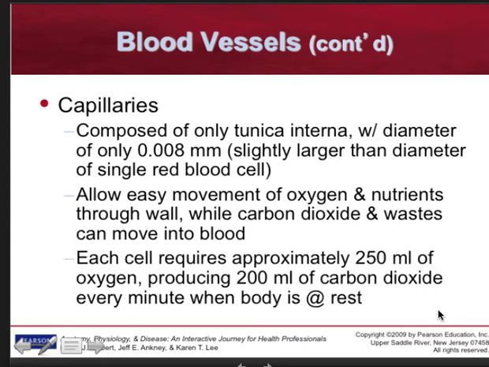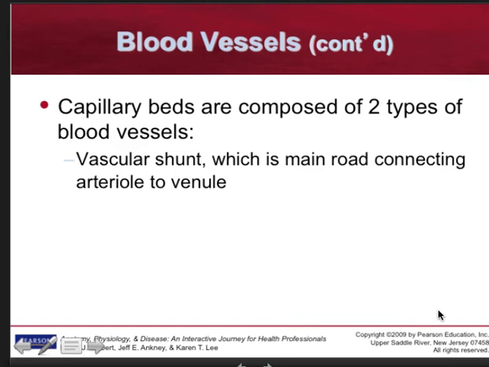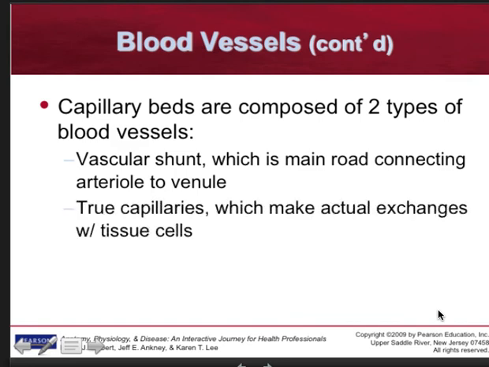Each cell requires about 250 milliliters of oxygen, producing about 200 milliliters of carbon dioxide every minute when the body's at rest. And it's these capillaries that are the area of primary exchange of oxygen for CO2 in the systemic circulation. There are two types of blood vessels in the capillary beds. A vascular shunt is the main road connecting an arteriole to a venule, and true capillaries, which allow the actual exchange of oxygen for CO2.